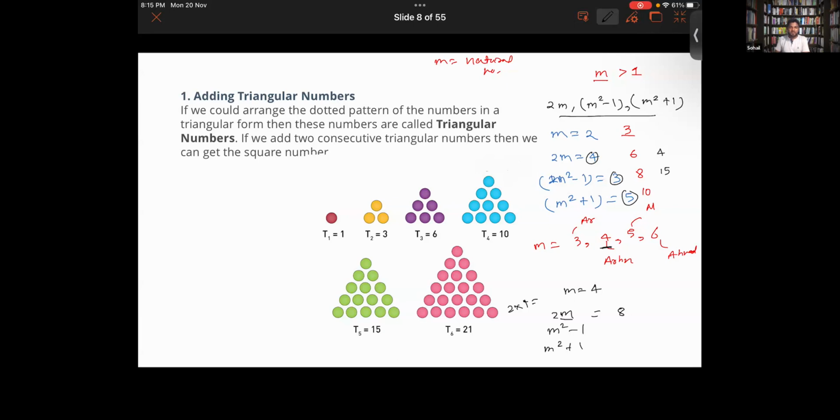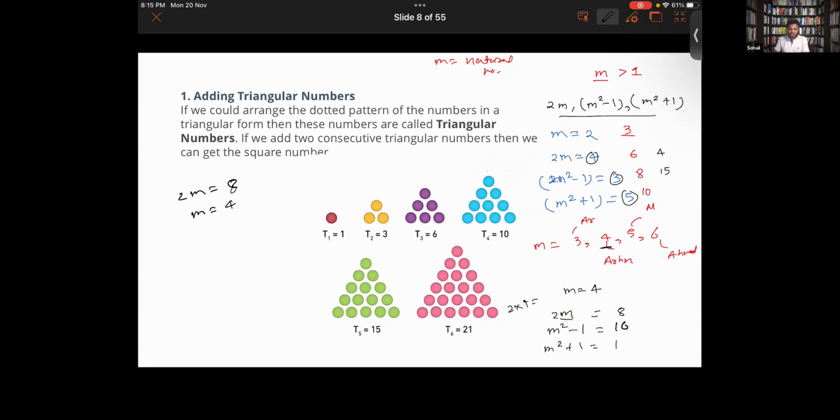Out of 2m, m square minus 1 and m square plus 1, I know 2m is the smallest number in the Pythagorean triplet here. So I will be equating 2m equals, let's say, 4. So the value of m will be 2, right? And I found out that the value of 2m is 8 when I put m as 4. And next, what value are you getting? 15. Then 17, right?